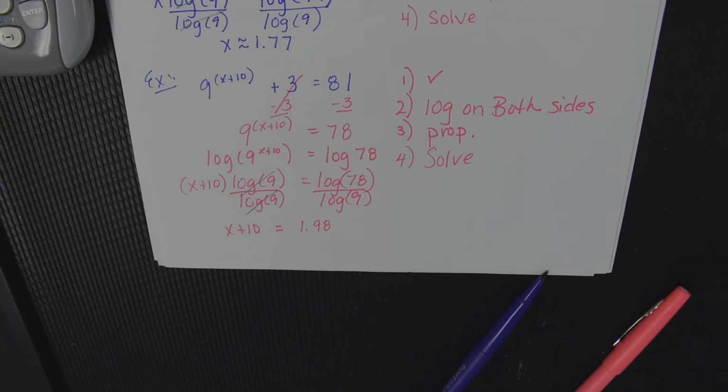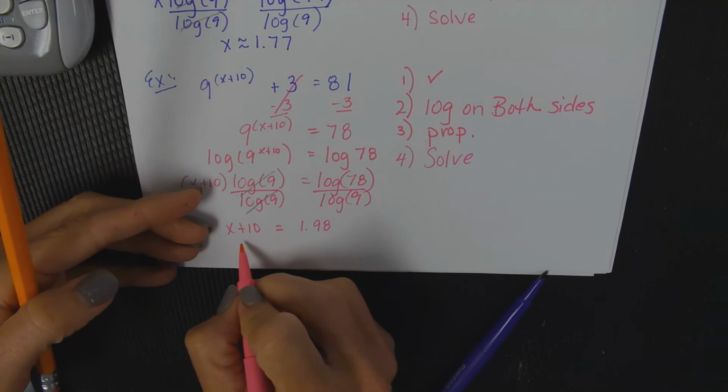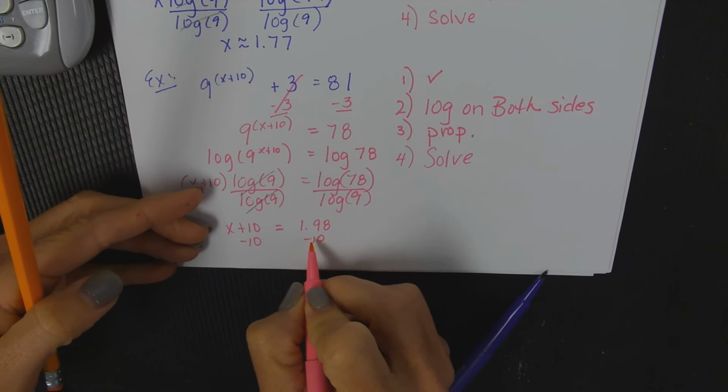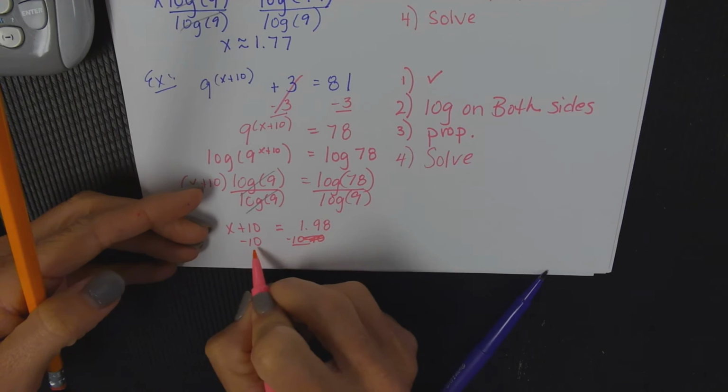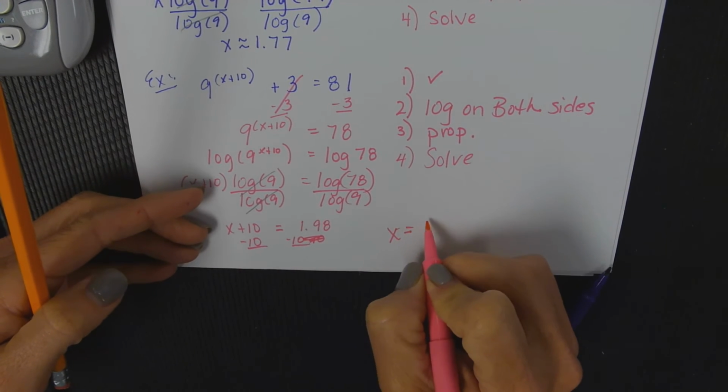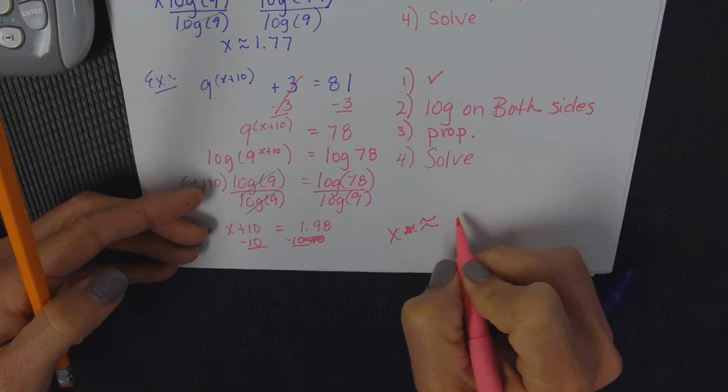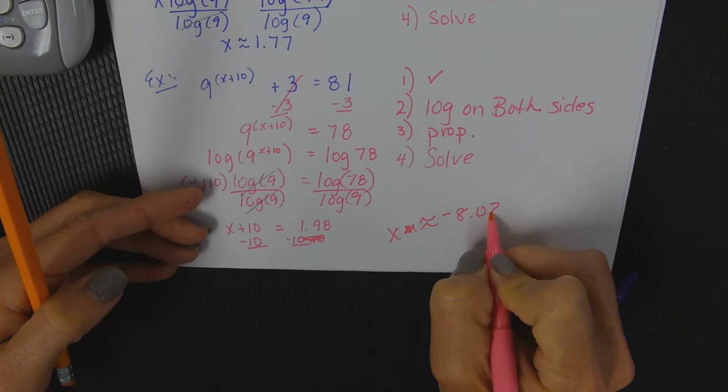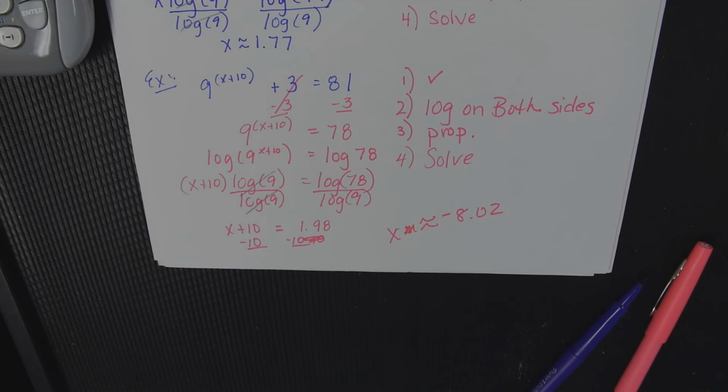Okay. So x plus 10 equals positive 1.98. Subtract 10 on both sides. What is the answer for x? Negative 8.02. Approximately, sorry. Negative 8.02. Who likes this better? Right? I would agree.